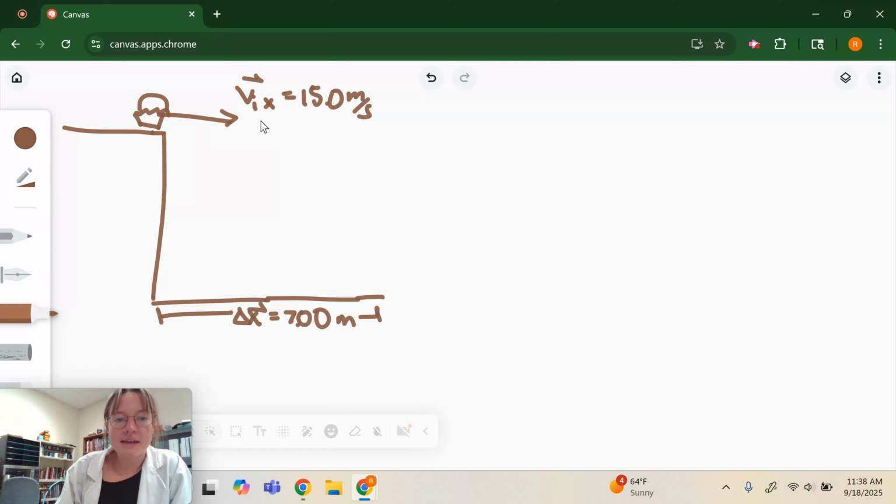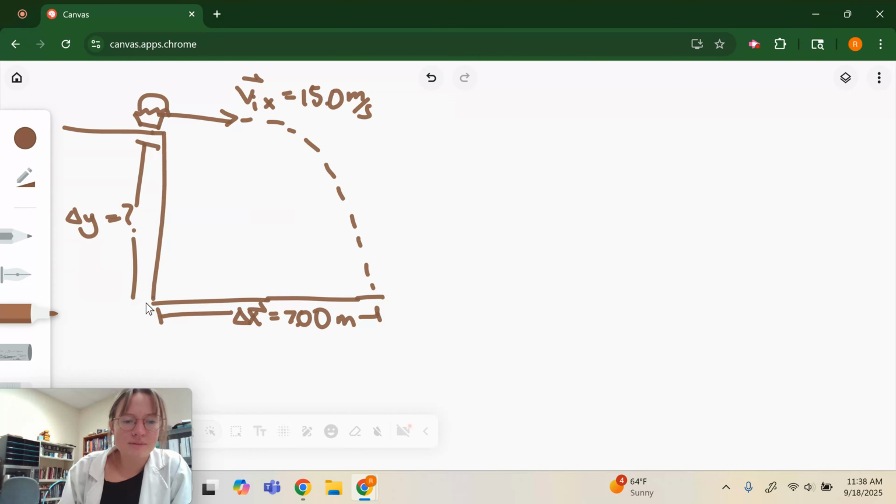Here is a question for you. If this were to happen, could you figure out how tall the cliff is? You say, well, yeah, for sure, Ms. Wilson. That would be no problem. First thing that I would do is make a picture, very similar to the one that you've done here. Then I want to find my axes.